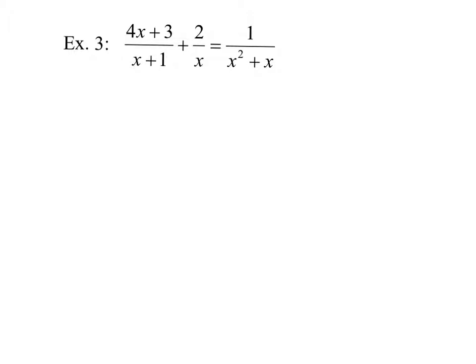Example 3, I see a GCF, a little bit of factoring that can be done here, so we always want to do that if possible. And this is going to tell me what my LCD is going to be. So here my LCD, for this entire equation, I need an x, and I also need an x plus 1. So that's what I'm going to do to every single part of this equation, and then I'm going to cancel everything that I can.